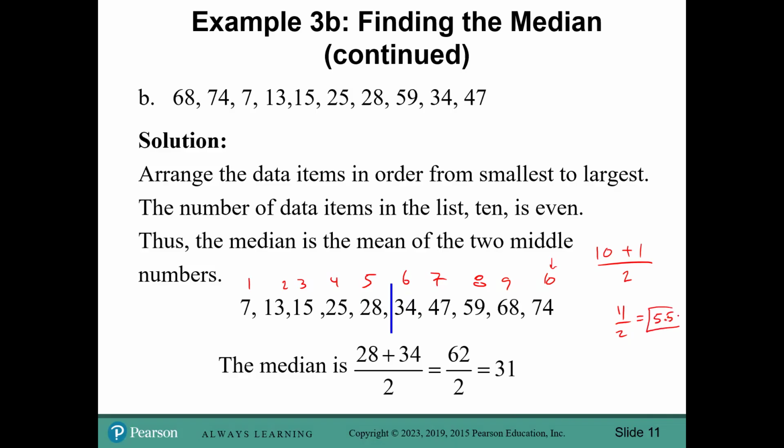And if you end up with something .5, you know you're going to have to end up taking the mean value of those two middle numbers, right? If you end up with a nice whole number, that number is your median. If you end up with a .5, then you're going to have to take the mean to find the median.